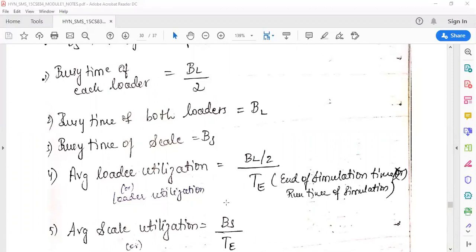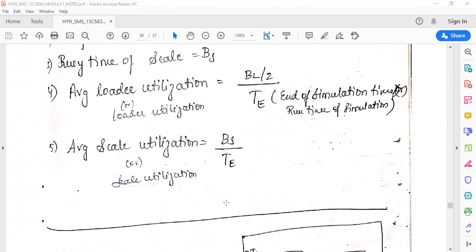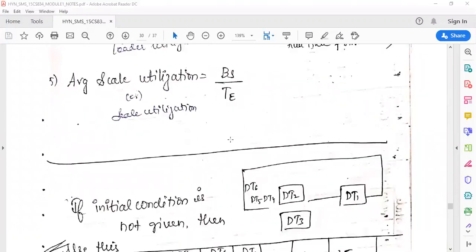TE is nothing but the end of the simulation, or the simulation run time. They will ask you to do the simulation for so many minutes, so that is the total time TE. Next we have average scale utilization. The formula for average scale utilization is BS divided by TE.